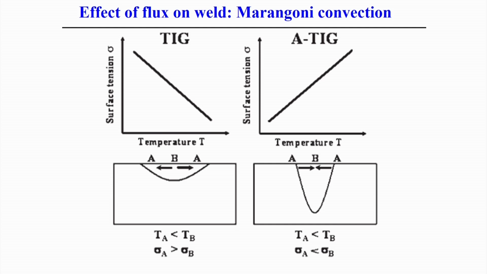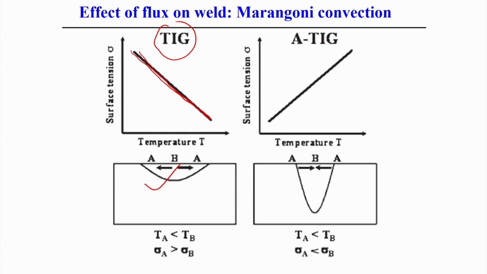So, in this case, in the normal TIG welding process, this is the surface tension gradient, and here if the gradient is like this, that means a negative gradient, then the flow pattern can be like this, that means material flows from the center to the outward periphery, and that actually brings a wide width and low penetration.